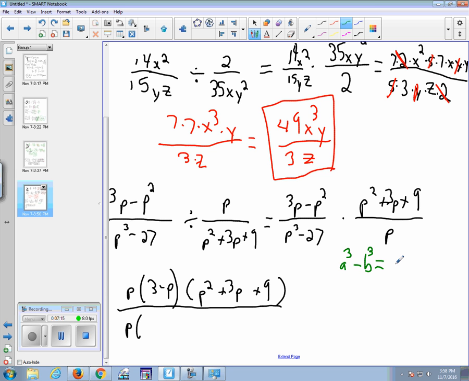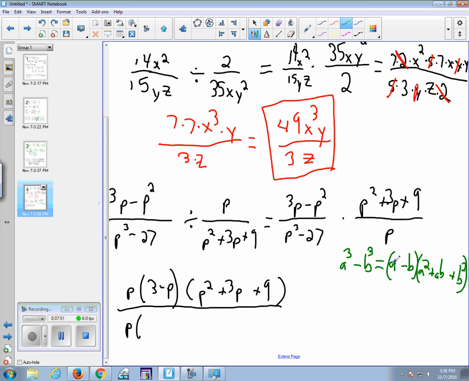A cubed minus b cubed does factor. So to get a cubed, it's got to be a times a squared. To get b cubed, it's got to be b times b squared. And to get negative b cubed, it's got to be negative b times positive b squared, right? Otherwise, negative negative will give you positive. So what's going on in the middle here? Well, I'll just tell you. It's plus ab.